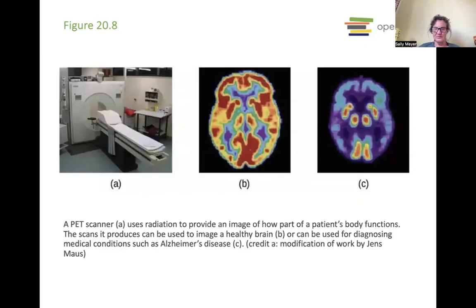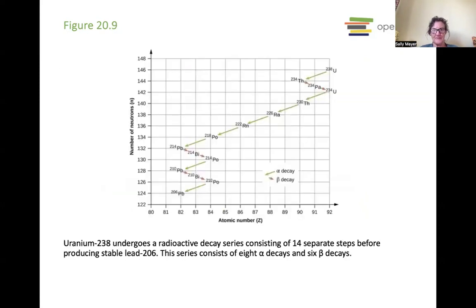This is just showing you some pictures of PET scans and how we use radioactive isotopes in the medical field. And this is showing you one of the common isotopes that's a problem in society, which is radon. So you may have heard that your home can develop a radon problem.